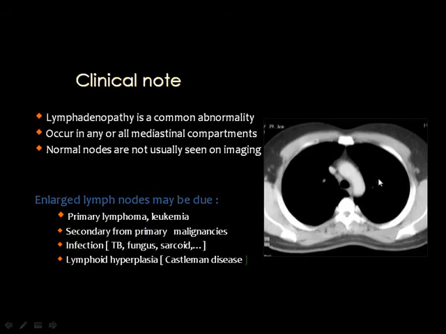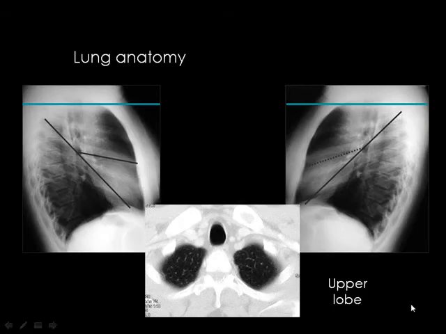This is the usual size. You can see it's in the range of 1 to 2 centimeters. But most of the other lymph nodes are not usually seen. Then we came to the lung window, and we want to see the lobes of the lung and the segments. Then our anatomic landmark here is the trachea.